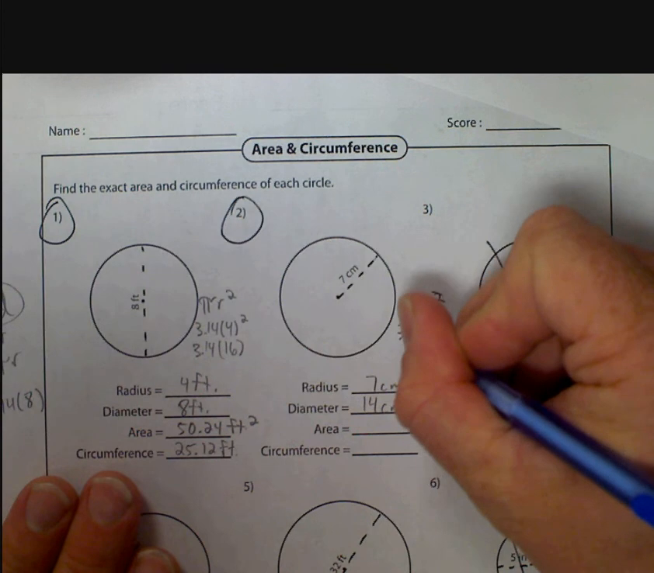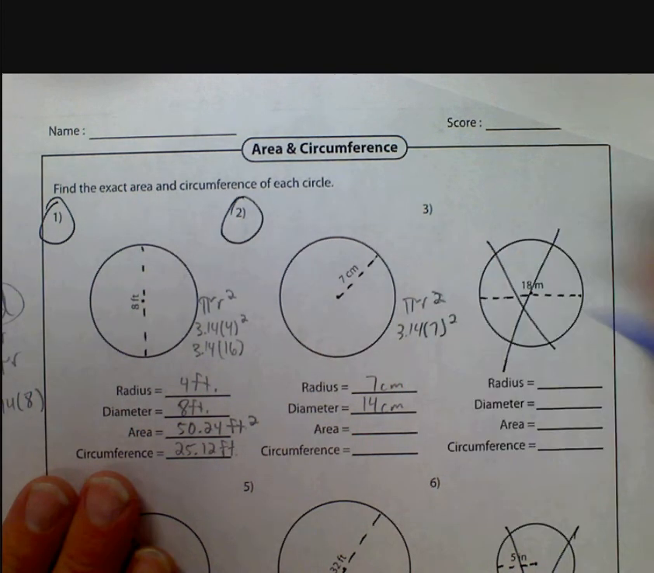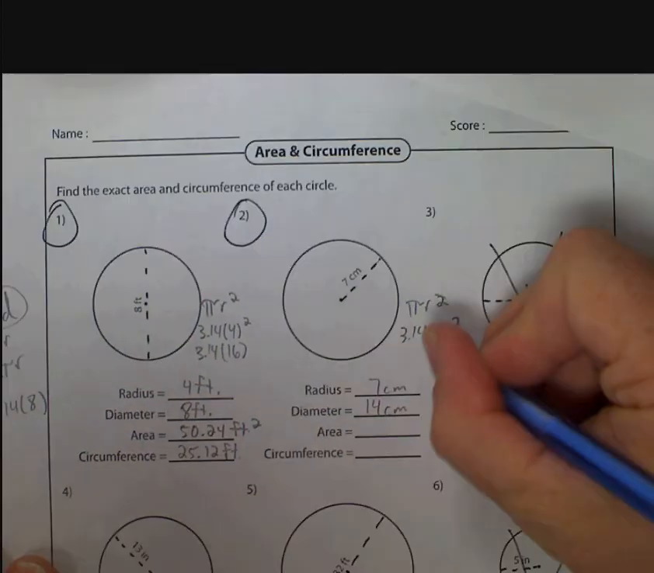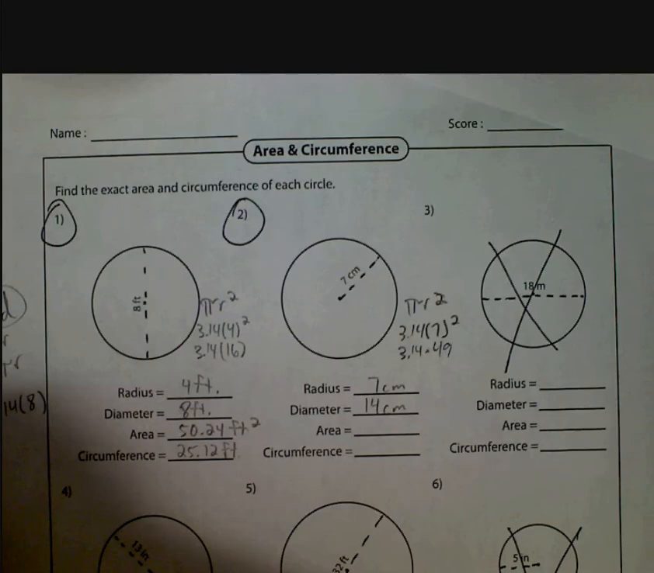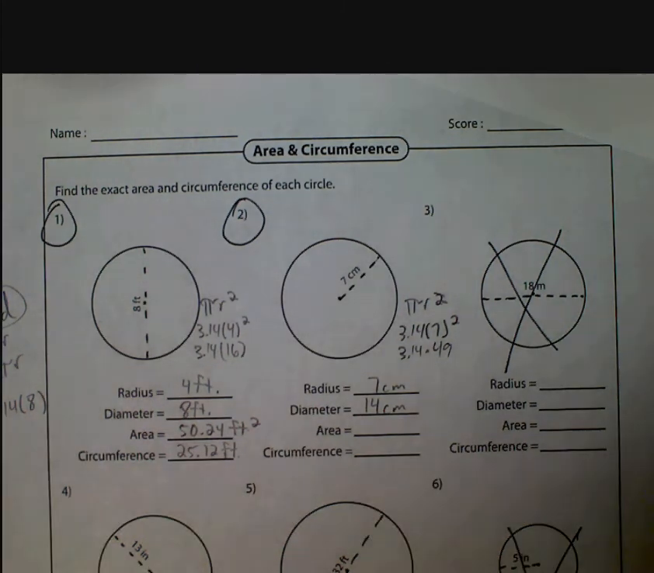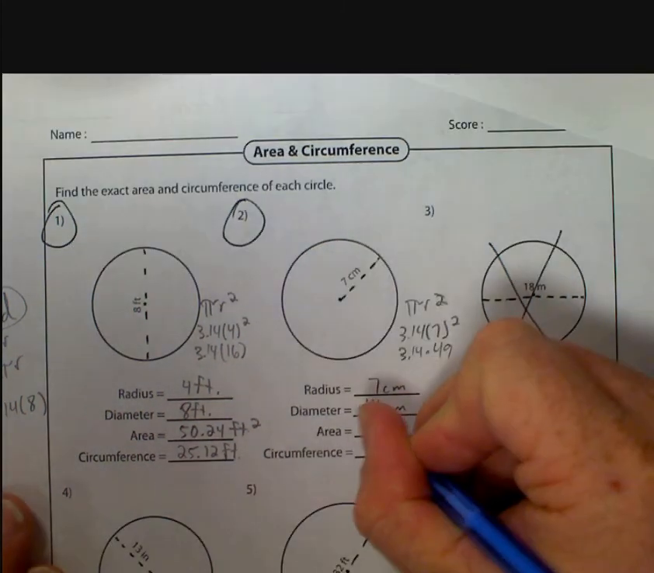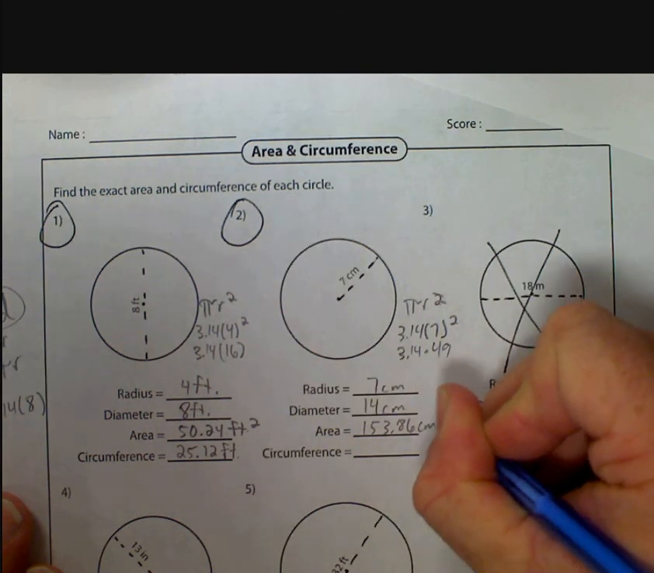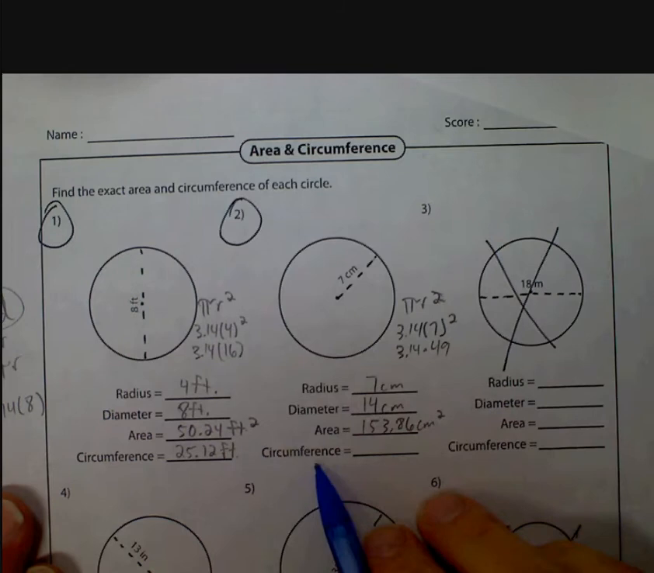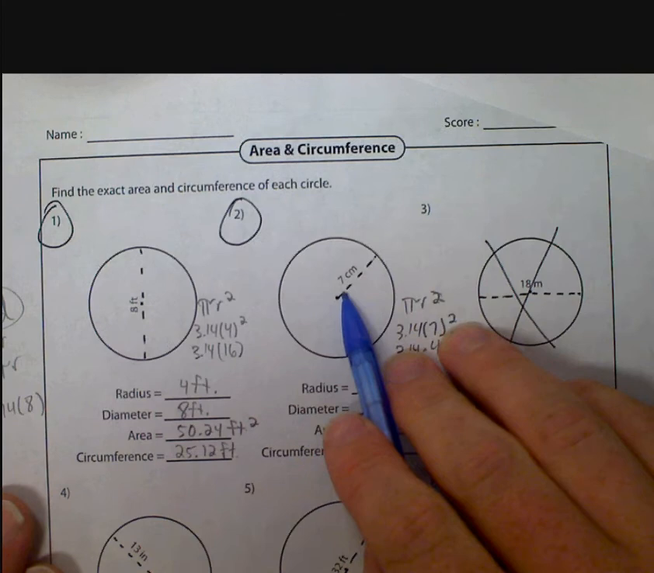My area is pi r squared. So 3.14, my r is 7 squared. 7 squared is 49. 49 times 3.14, I get 153.86 centimeters squared.